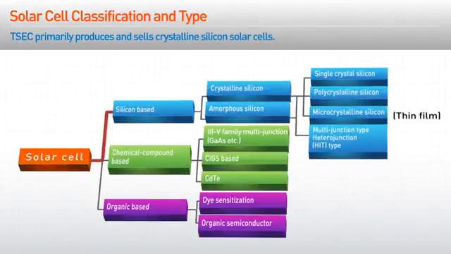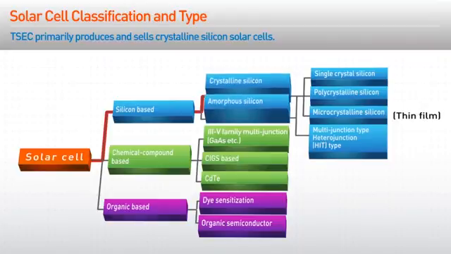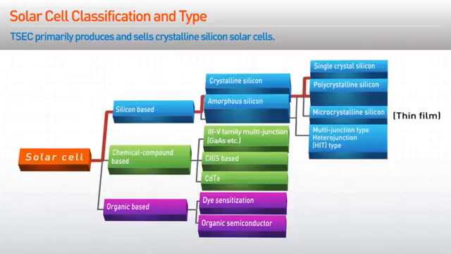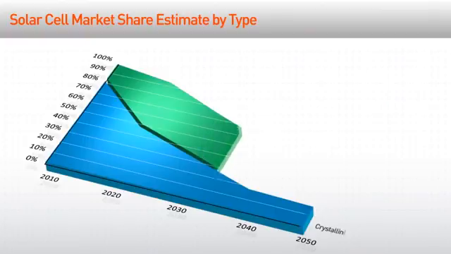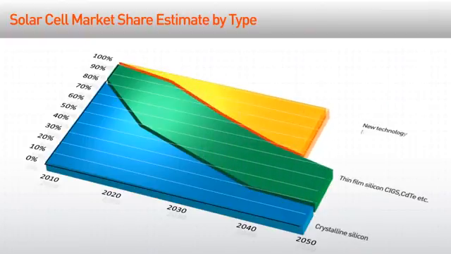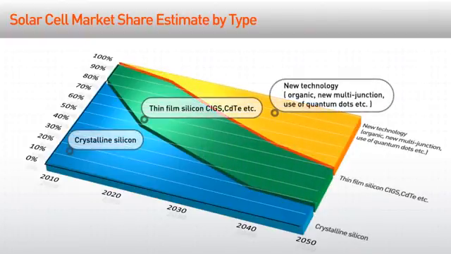TSEC primarily produces and sells crystalline silicon solar cells. This is an estimate of the market share distribution of various solar cells by type. It is anticipated that crystalline silicon solar cells will remain mainstream through 2025.